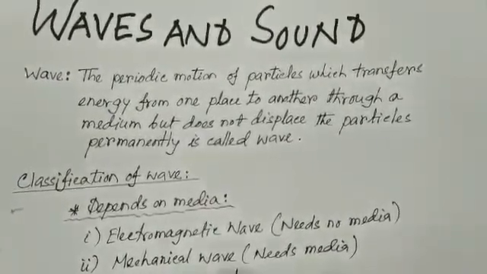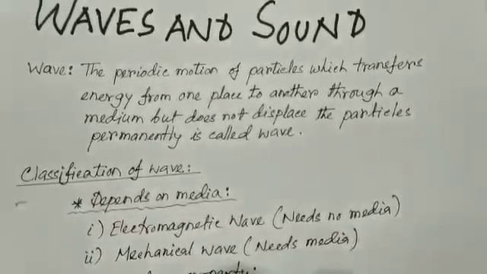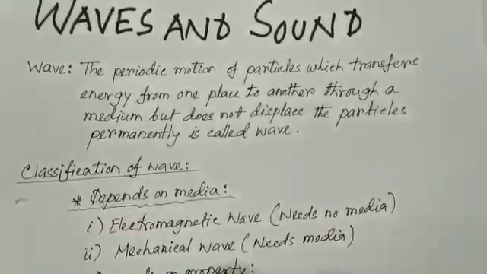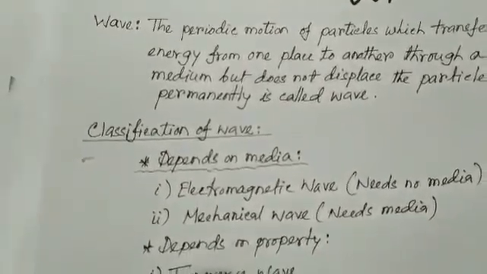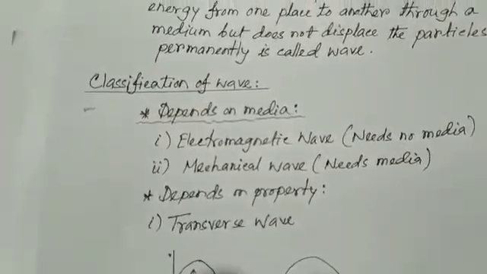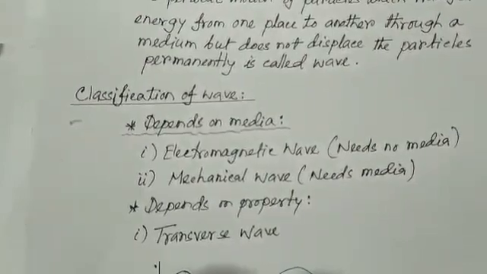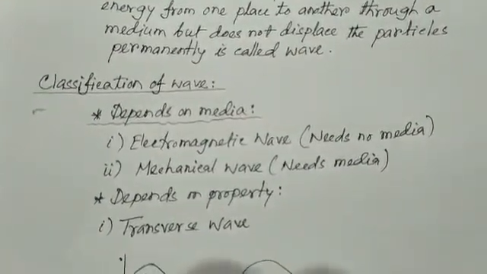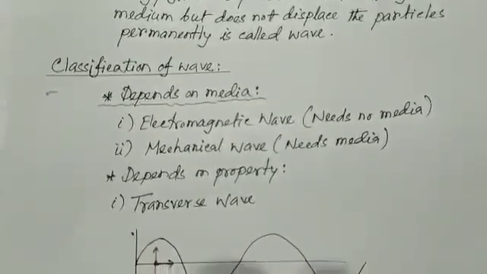A wave is a medium or a carrier which can transfer energy from one place to another place. Now we are going to talk about the classification of waves. There are two types of waves, depending on media. Number one is the electromagnetic wave and the other is the mechanical wave.